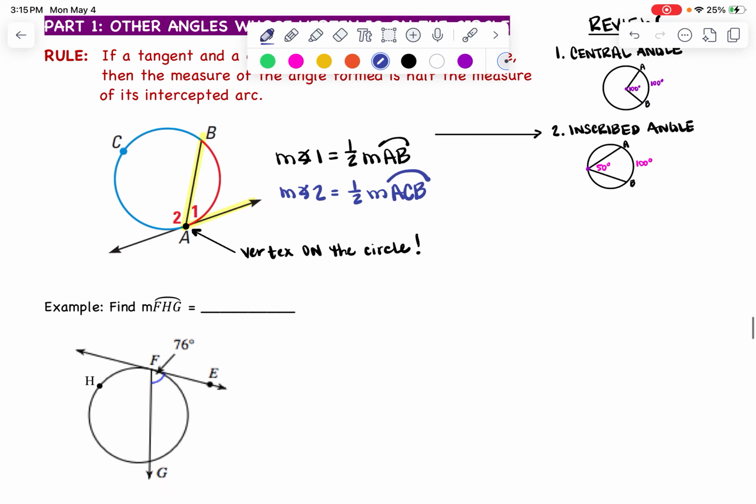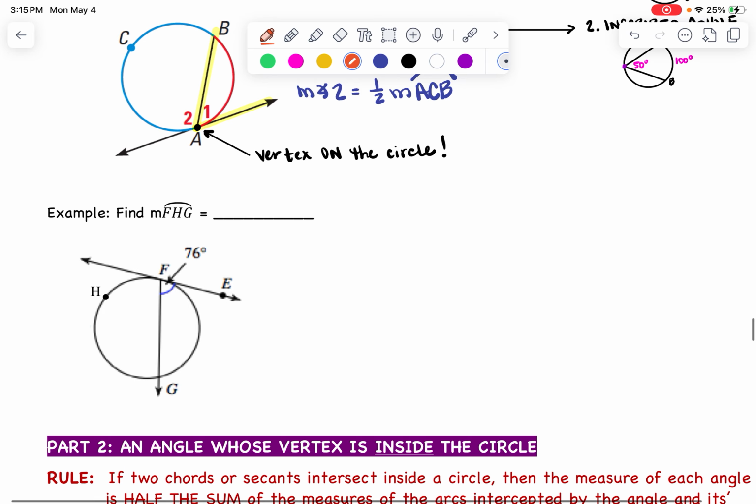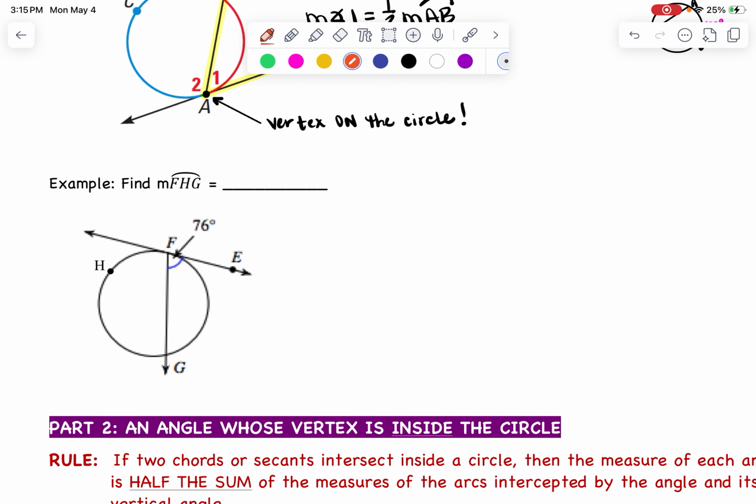Using that rule, we are going to do a quick question. It says, find the measure of arc FHG. Well, it's 3 letters, so it's definitely a major arc. So we're talking about this part right here. There are 2 different ways you can find it. Option number 1 is you can use the 76-degree angle and double it, which tells you this arc would be 152 degrees. But that's the minor arc. We want the rest of it, so we could just do 360 minus that 152, and that's going to give us 208 degrees.